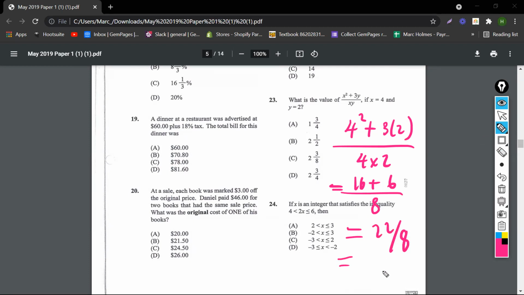And if you divide 22 by 8, you're going to end up with 2 and 6 over 8, which is the same thing as 2 and 3 over 4. So the answer is D, 2 and 3 over 4. Very easy one.